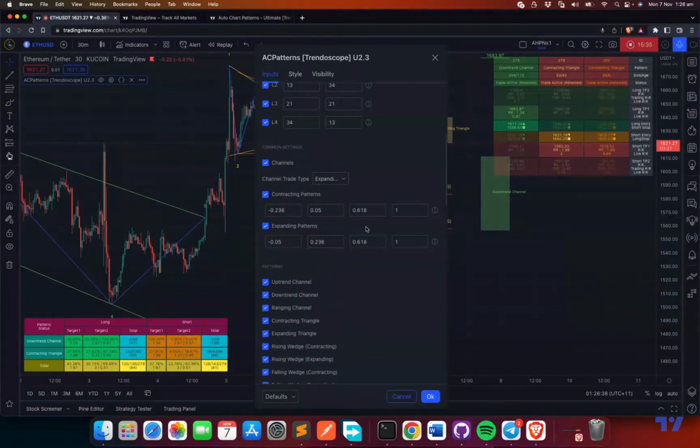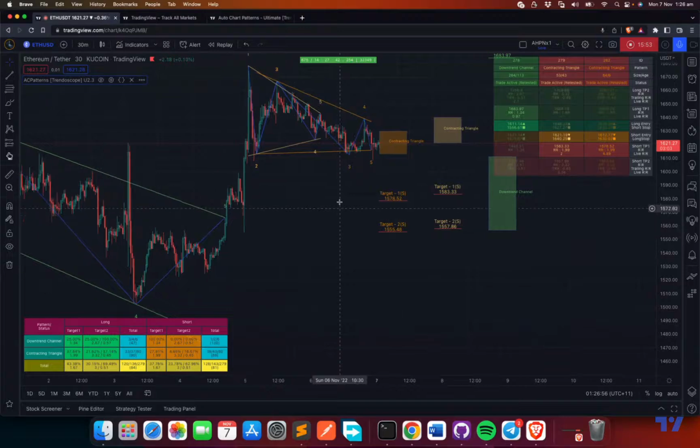We already discussed this. You can set your targets, entries, and stops for different types here. For example, for contracting patterns, you can set a different entry, target, and stop loss levels. These are all Fib ratios. The Fib ratios are calculated based on the first point and then the last point.